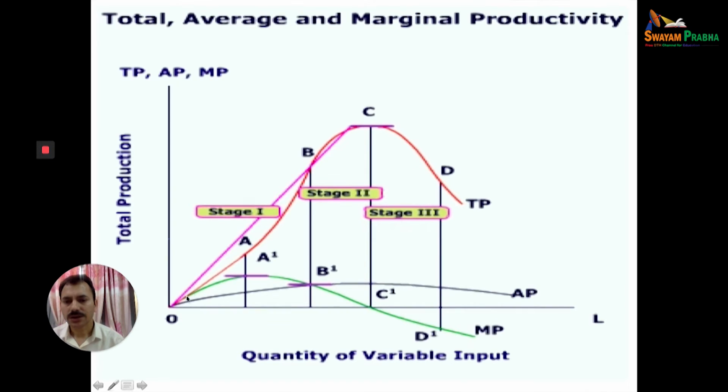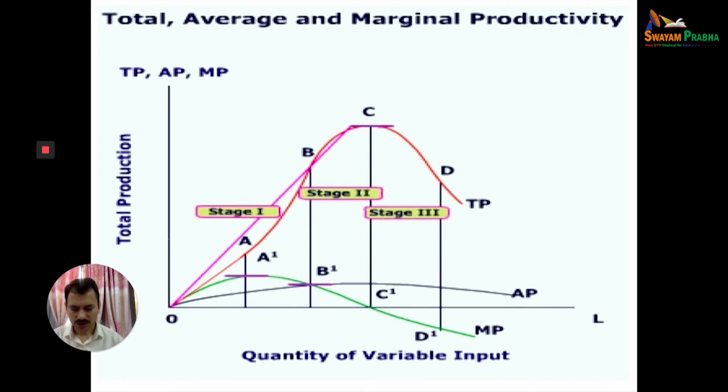Now, in the first stage, up to B, the quantity is increasing at an increasing rate. Marginal product is also increasing, but it reaches the maximum point A1 and then starts decreasing. But average product is still increasing. Here AP is increasing, MP is increasing, but MP is more than AP. When average product is equal to marginal product, this is the end of the first stage, and beyond this point stage 2 starts.